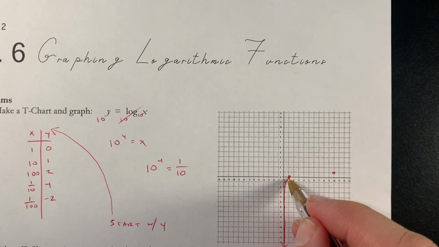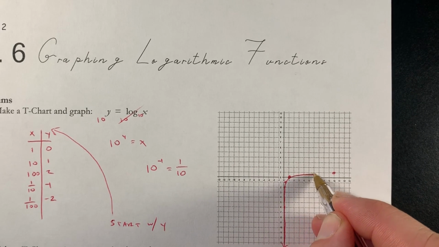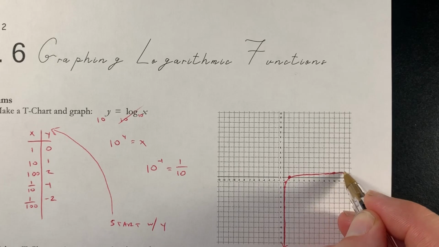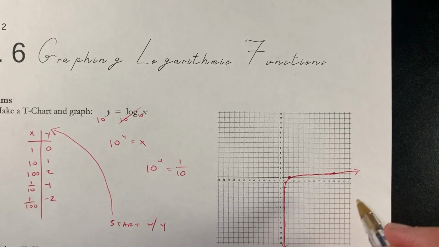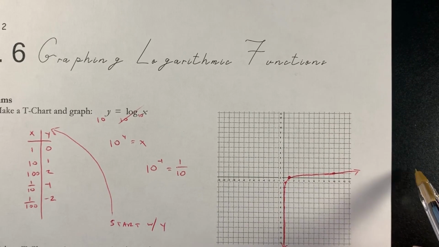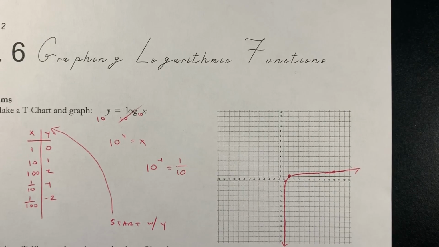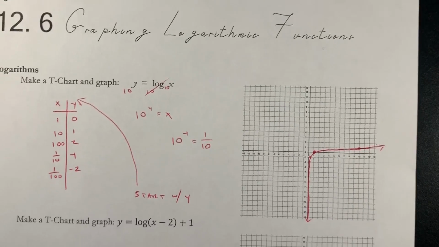On the right side, we're going to go out to that point at 10, 1, and then we're never going to touch a height of 2 until we get all the way out to 100, but we're not going to go that far. So there's our first graph.